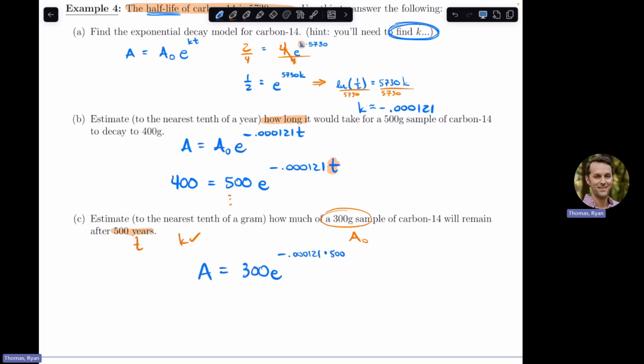Oh, hey, we don't actually have to solve anything here. This is just a set it up and punch it all into a calculator, right? Just evaluate the function. In other words, this is like saying, hey, if I started with 300 and want to see what happens after 500 years, right? That's what this question is asking.